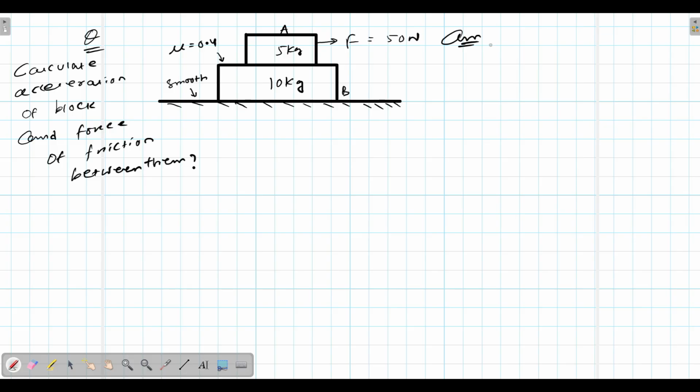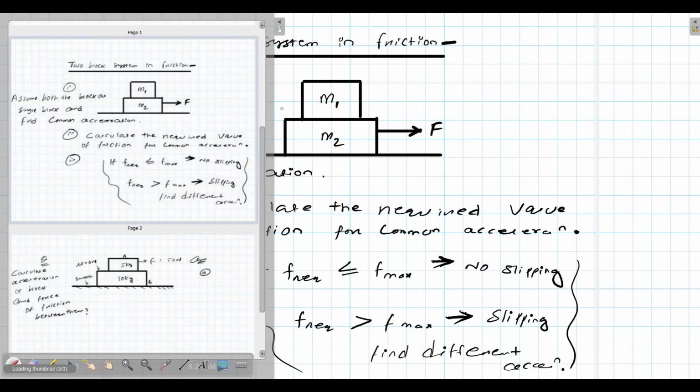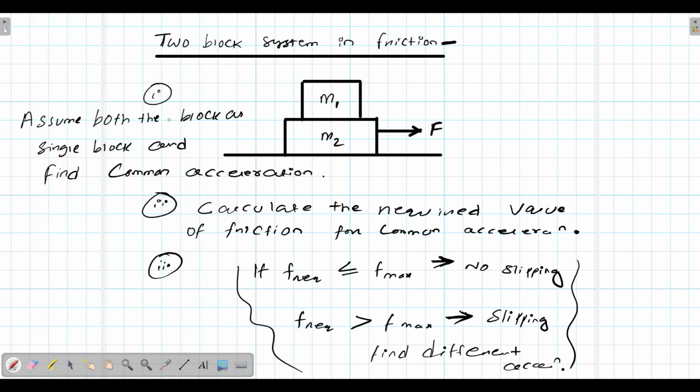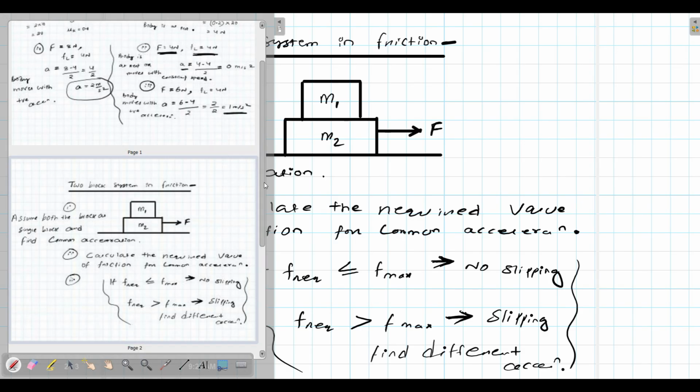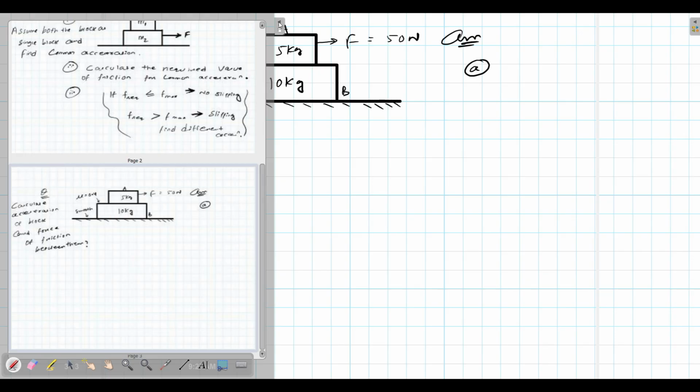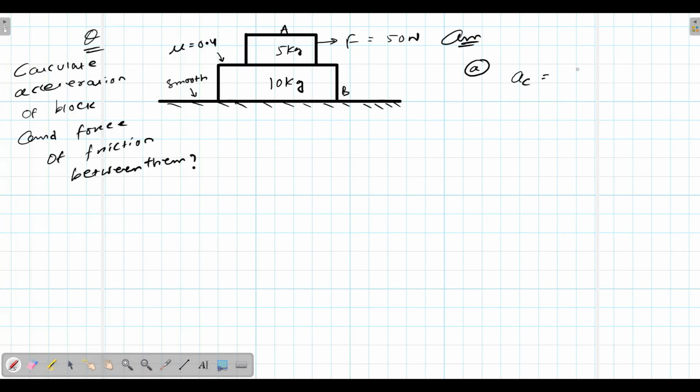So common acceleration equals to net force divided by total mass. Net force equals to 50 divided by total mass, which is 10 plus 5 equals to 15. So 50 by 15, that is 10 by 3. So acceleration equals to 10 by 3 meter per second square. That is the common acceleration.